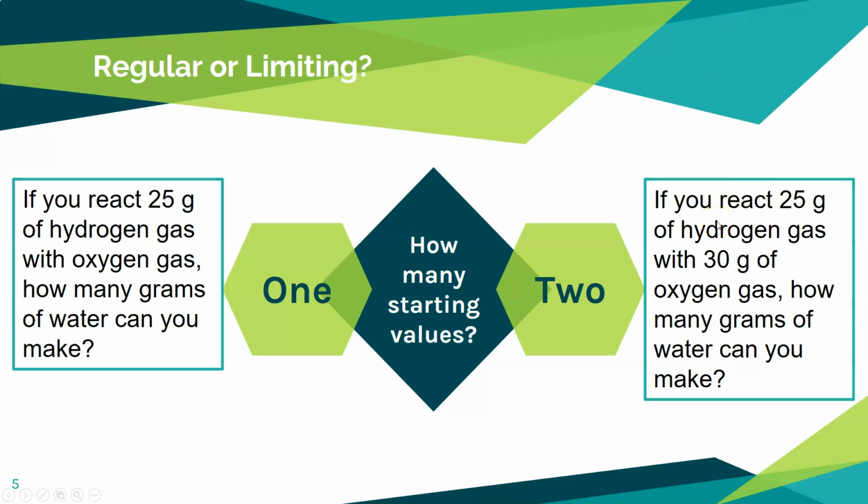Compare that to the right-hand side. You don't know if you're going to run out of hydrogen gas first or oxygen gas first. Once you run out of something, you can't keep going. You can't keep making product if you're out of one of your reactants. But you don't know if you're limited by the 25 grams of hydrogen or if you're limited by the 30 grams of oxygen. So this one on the left is a regular stoich problem, but the one on the right is a limiting problem. You are going to have to do some work to figure out which of these numbers do you start with.